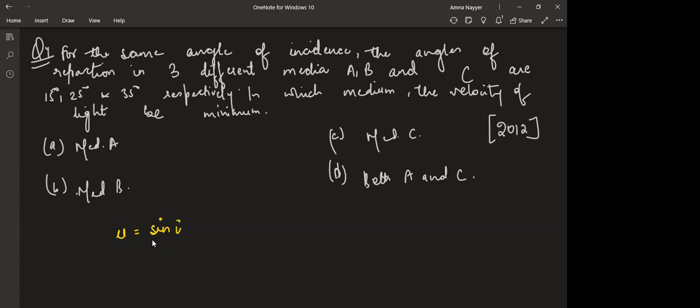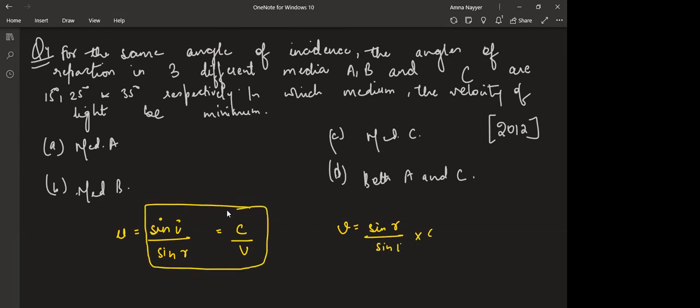According to Snell's law, refractive index is sine I by sine R, which can be further written as C by V, right? So from here, velocity can be written, interchanging, as sine R by sine I into C. They are equal with each other. So V will be C into sine R divided by sine I.